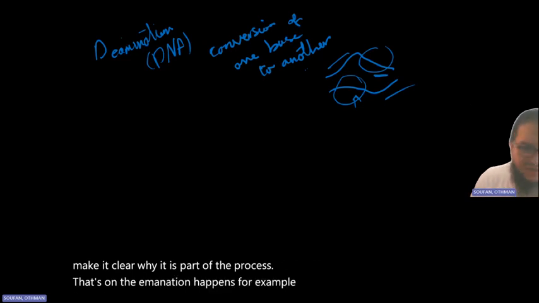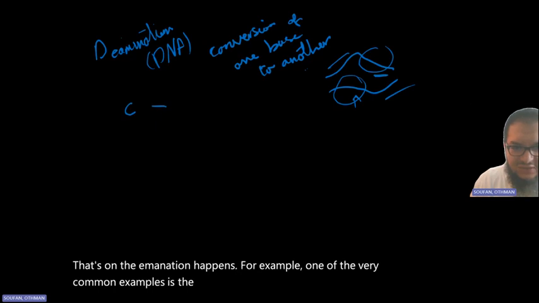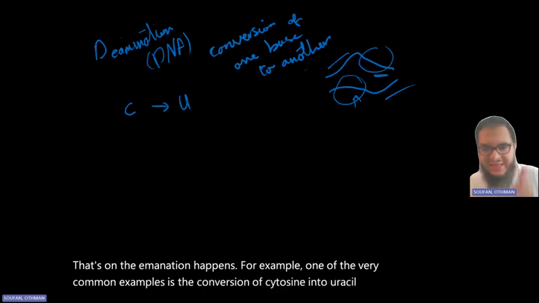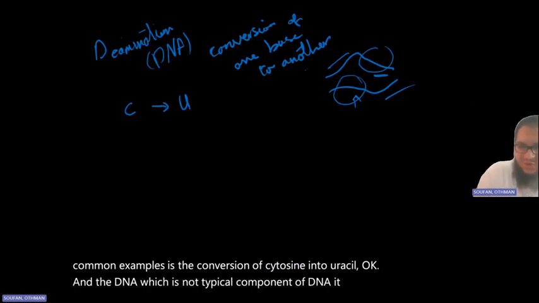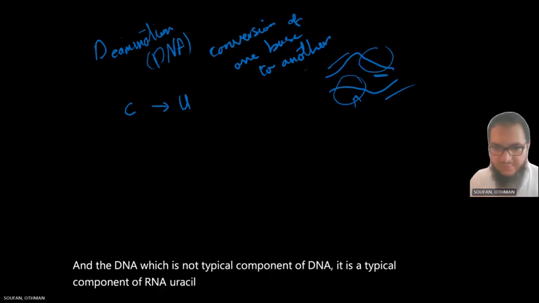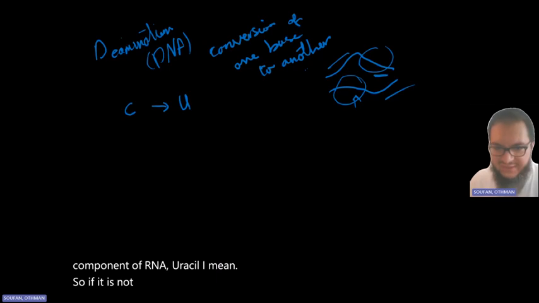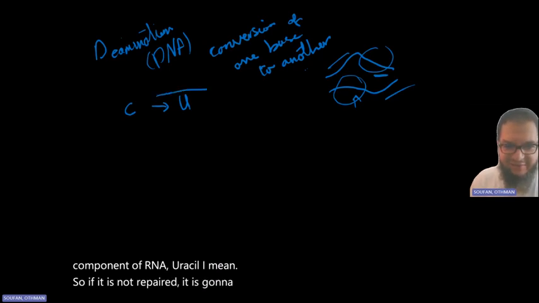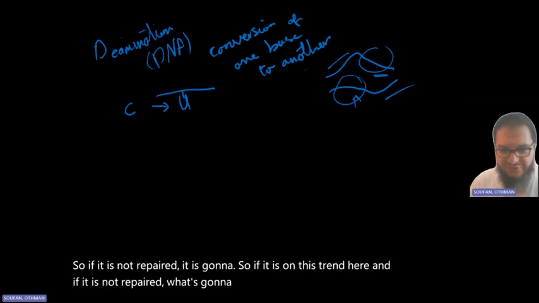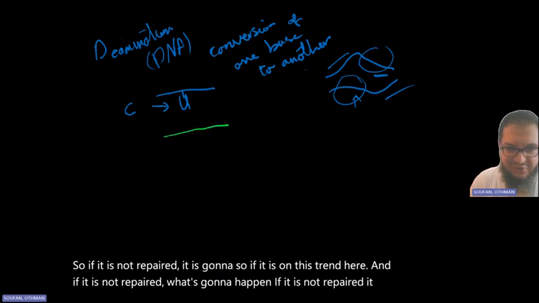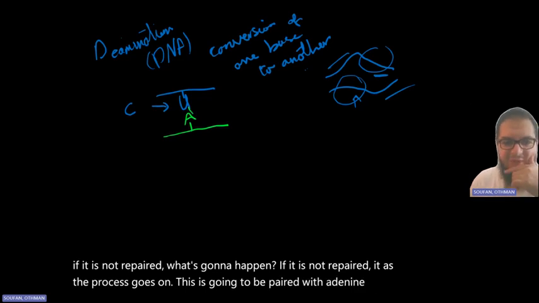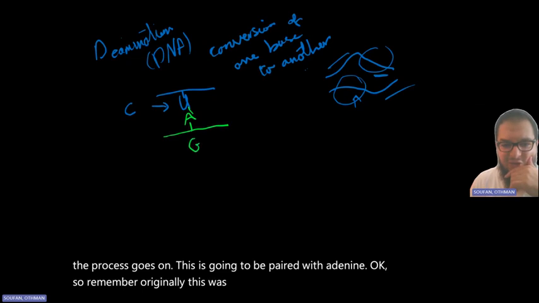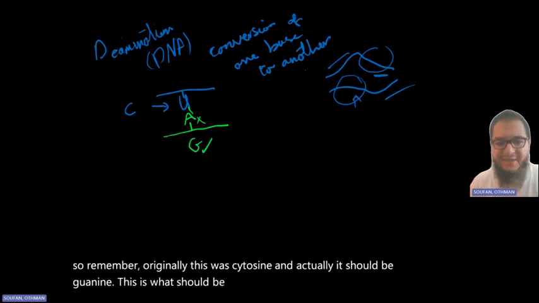For example, one of the very common examples is the conversion of cytosine into uracil in the DNA, which is not a typical component of DNA. It is a typical component of RNA, uracil, I mean. So if it is on this strand here, and if it is not repaired, what's going to happen? As the process goes on, this is going to be paired with adenine. Remember, originally this was cytosine, and actually it should be guanine. This is what should be, not adenine.